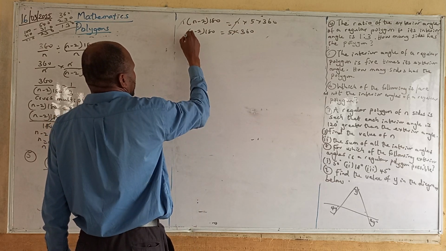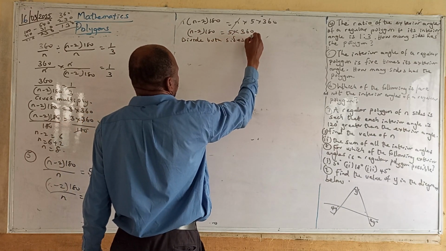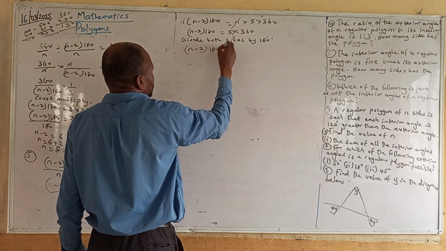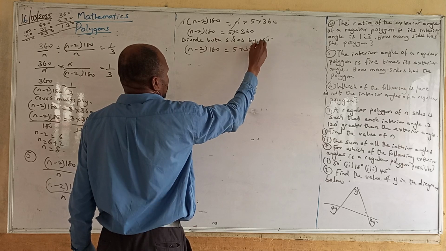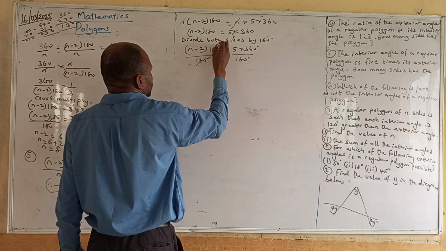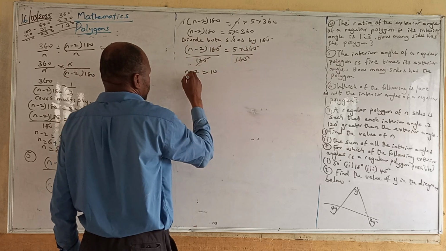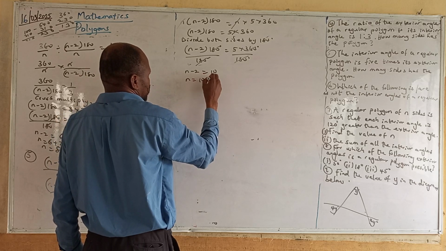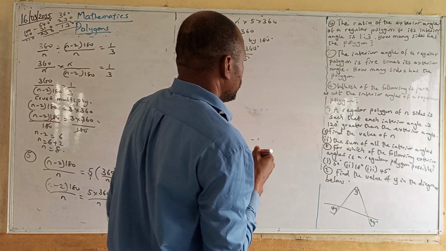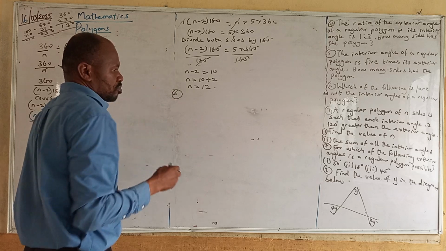So I'll divide both sides by 180 degrees. So I have (n minus 2) times 180 equals 5 times 360 degrees. Dividing both sides by 180 degrees, n minus 2 will now be 10. So n will now be 10 plus 2, n will now be 12. So the number of sides is 12.